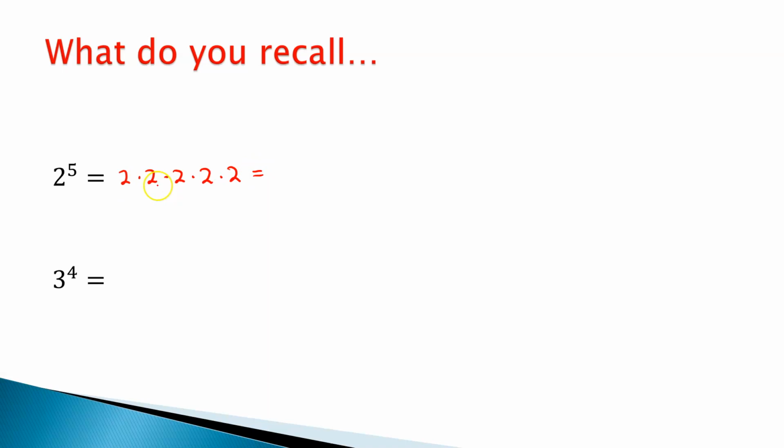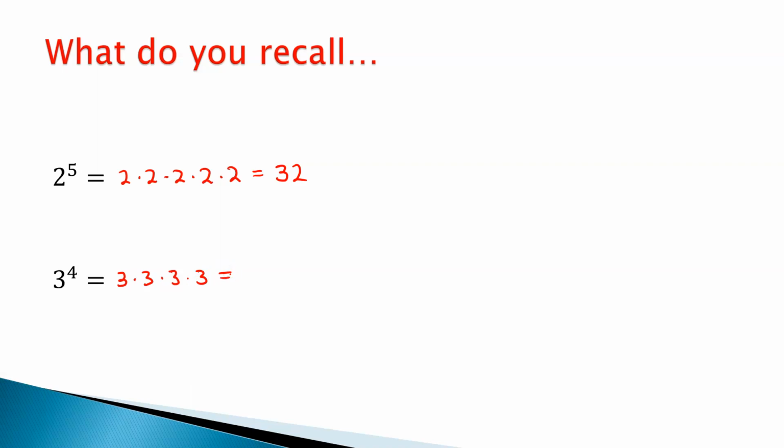2 times 2 is 4. 4 times 1 more 2 is 8. 8 times 1 more 2 is 16. 16 times 1 more 2 would give us 32. If you actually went through and multiplied that out, you would end up with 32. We could do the same thing with the second one here. 3 to the 4th power. What does that mean? It means you have 4 copies of the 3 that are getting multiplied together. So 3 times 3 times 3 times 3.